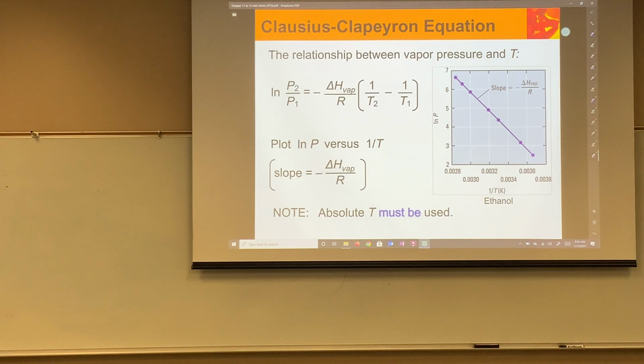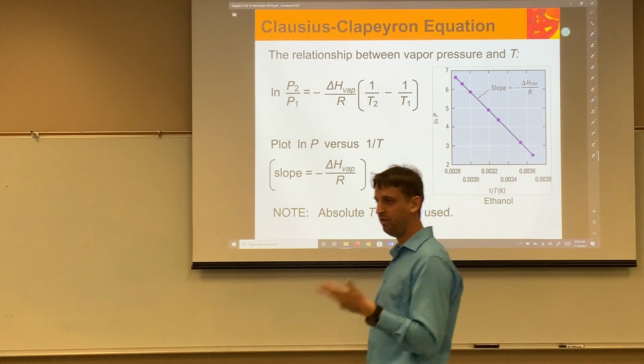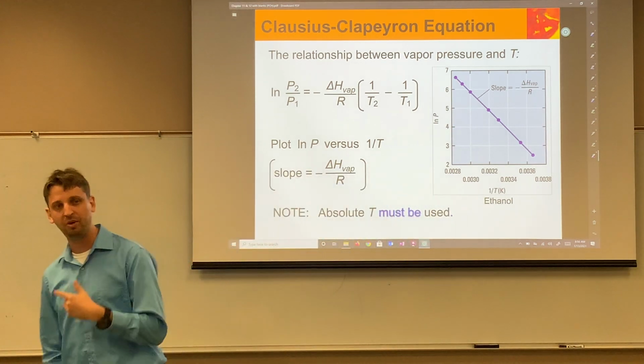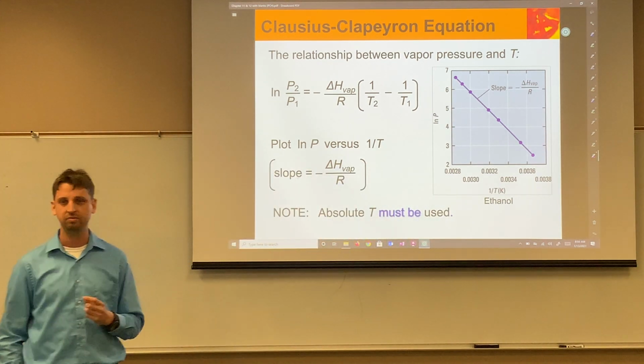Then T2 and T1 are just the separate temperatures. So nothing too complex. There are five variables: the two pressures, the two temperatures, and delta H. If I ask you to solve an equation with this, there are five variables, so I have to give you four of them. When you're solving a problem like this, look for those four variables and what information you have to fill in.